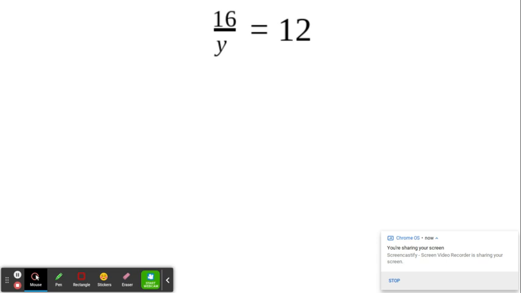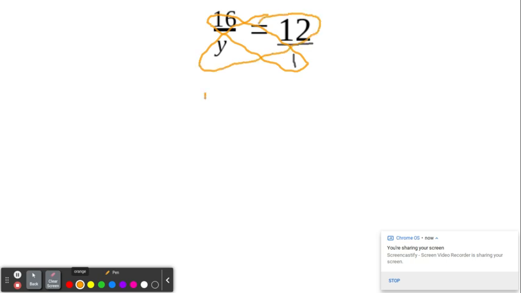Okay, so now this one's a little bit trickier. I'm still following through with the same process. I take this 12 and I put it over 1. And now I cross multiply again, use my butterfly method. It's going to be 16 times 1 and y times 12. Well, y times 12 is 12y. 16 times 1 is 16.